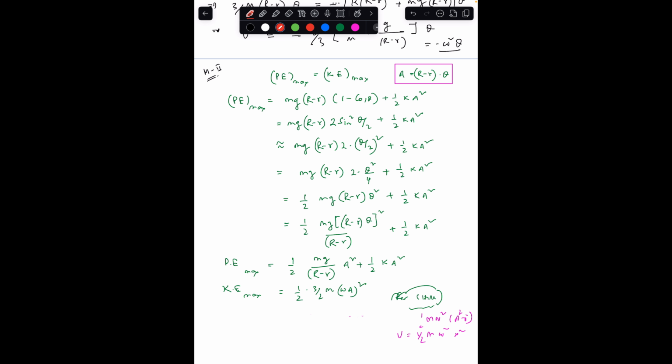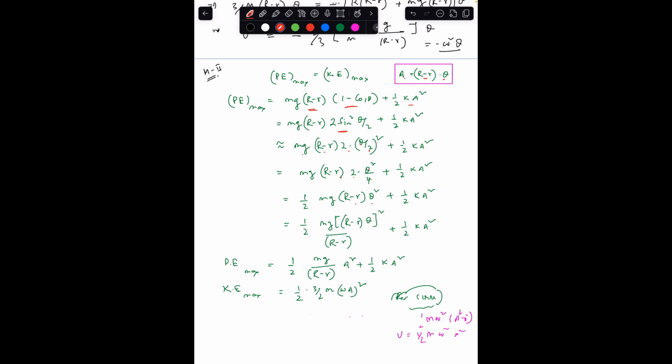Here if I apply this, PE max equals KE max. PE max is how much? PE max is equal to mg(R − r)(1 − cos theta) plus half k A². By the way, A is equal to (R − r) into theta. Modifying the result, 1 − cos theta is 2 sin²(theta/2), approximating to mg(R − r) into 2 (theta/2)², plus half k A², which gives mg(R − r) into theta²/4 in the detailed calculation, plus half k A².